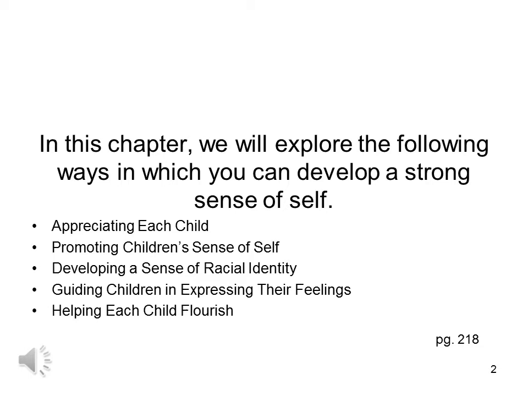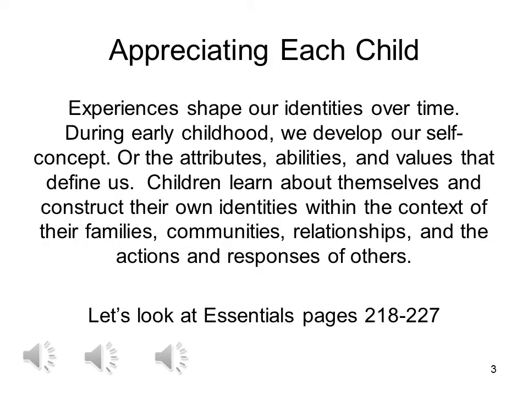In this chapter, it talks about several different subcategories, such as appreciating each child, promoting their sense of self, developing a racial identity, and guiding children in expressing feelings, and then helping each child to flourish. On pages 218 to 227, it talks about appreciating each child.